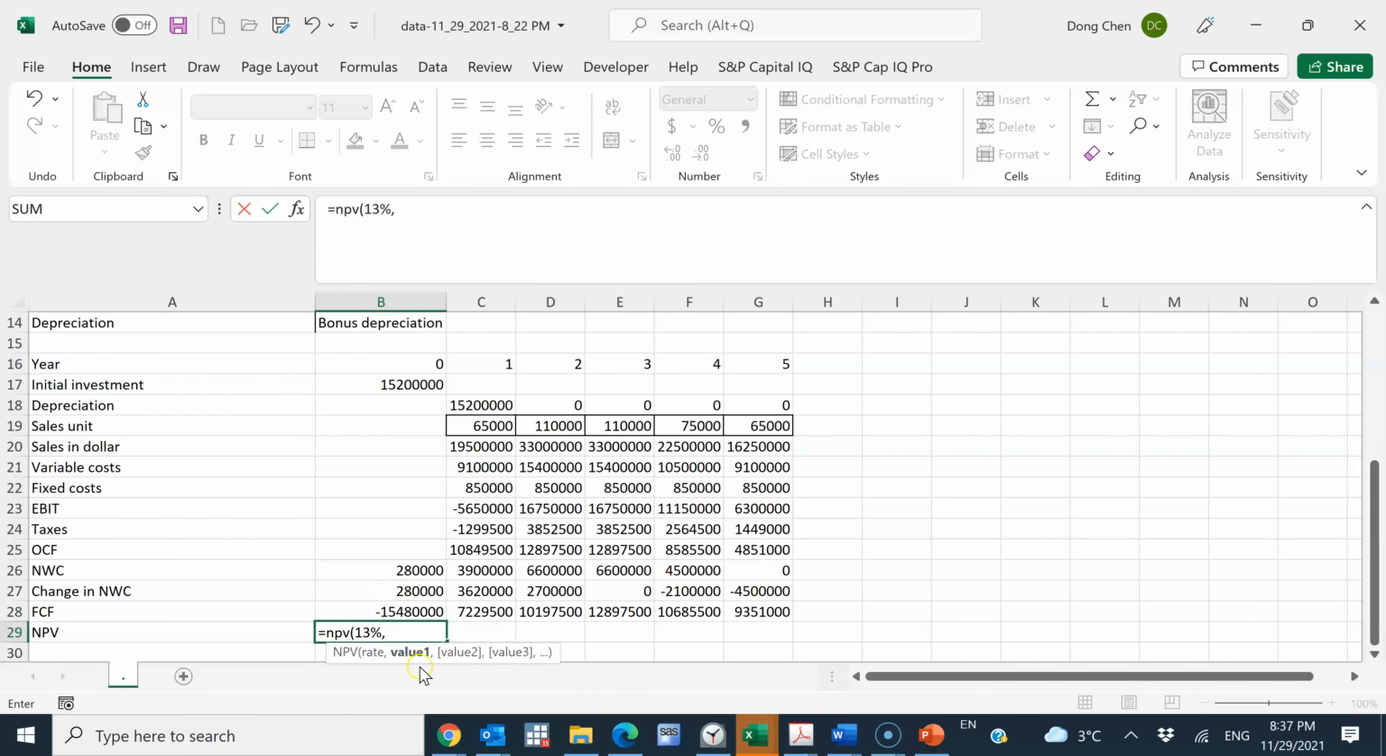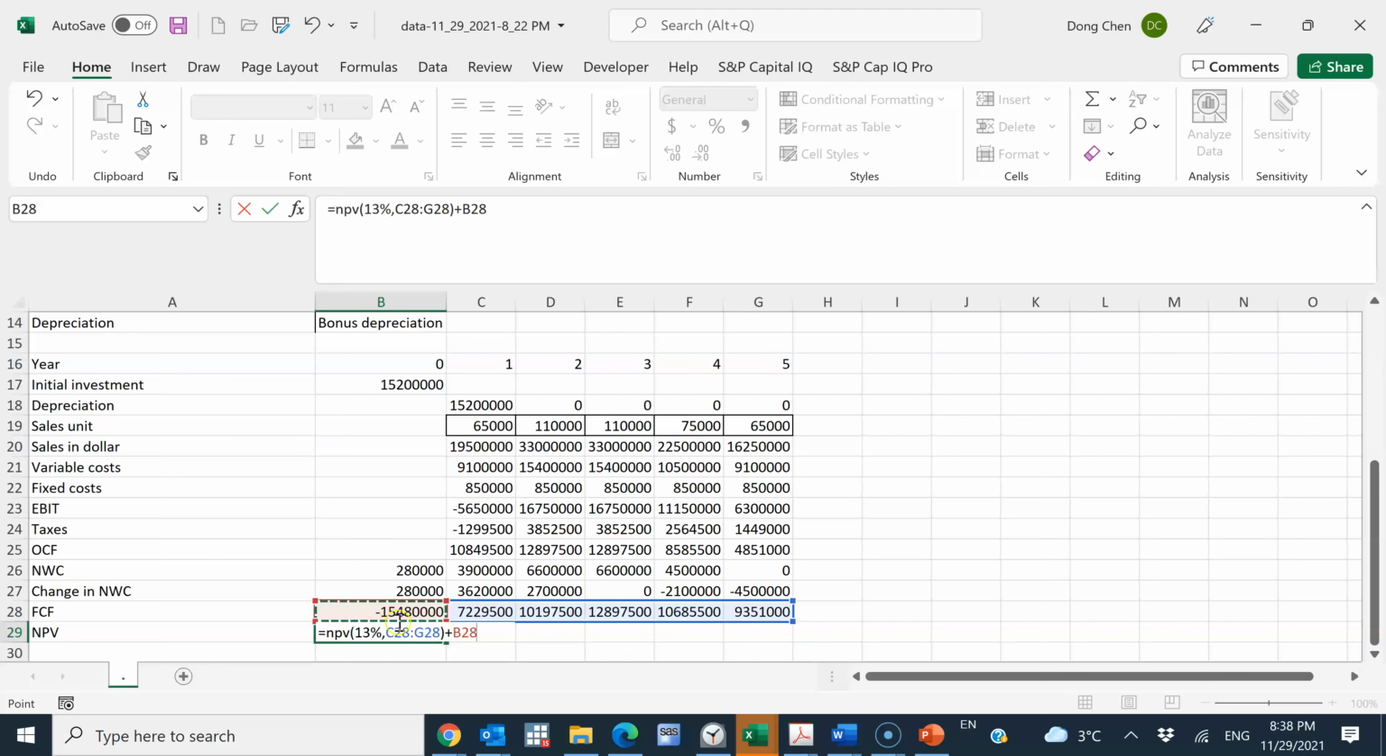Starting from the second argument, you can see it's value 1, value 2, value 3. This refers to the future cash flows. It doesn't include the current initial cash outlay. So we just put year 1's free cash flow first, and choose all the cell values and close this. But remember, since the starting cash flow is year 1's cash flow, the NPV function is only calculating the present value of all future cash flows. It doesn't include the initial outlay. So after doing the NPV calculation, we also need to add the initial outlay. Why do we add instead of subtracting?